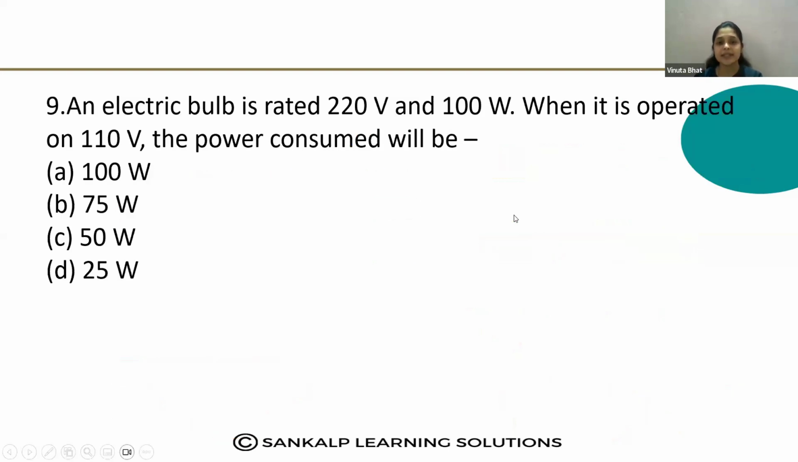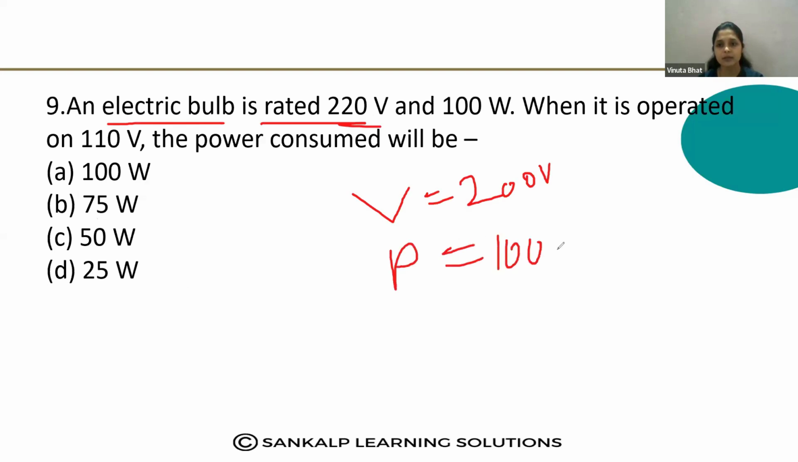An electric bulb is rated 220 volt and 100 watt. When it is operated on 110 volt, the power consumed will be option A 100 watt, option B 75 watt, option C 50 watt and option D 25 watt. Here V is equal to 220 volt and P is equal to 100 watt.